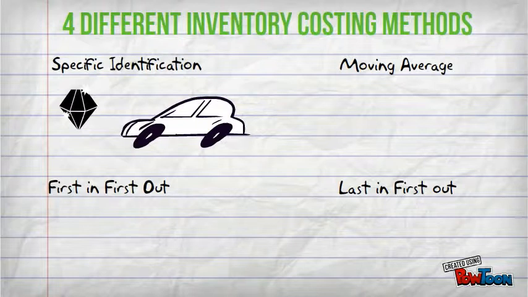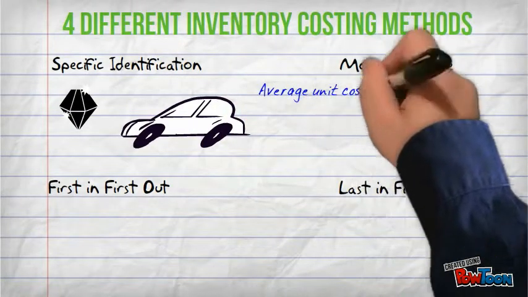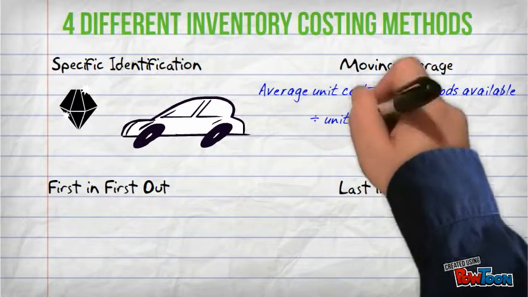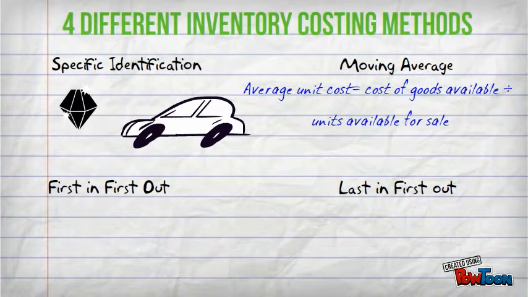The moving average method calculates cost of goods sold from the average unit cost of all inventory items available for sale. This is determined by the simple formula of average unit cost equals cost of goods available for sale divided by the units available for sale.